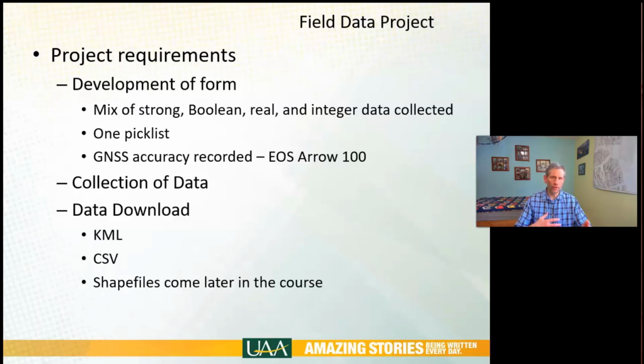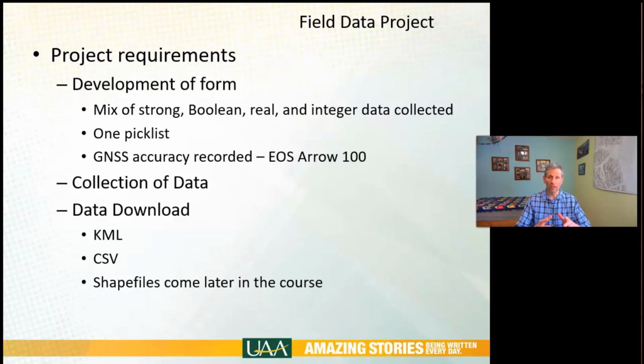Now, pre-COVID-19, all the students used an EOS Arrow 100 GNSS unit and got incredibly detailed and accurate data, usually with a resolution of less than 1 meter. It's been a little bit more difficult during COVID to have students use all of those, so many of them are using their phone or something like a Garmin GPS unit. But in the ideal situation, and what we'll be going back to next year, we'll be using the GNSS as opposed to a simple GPS unit.